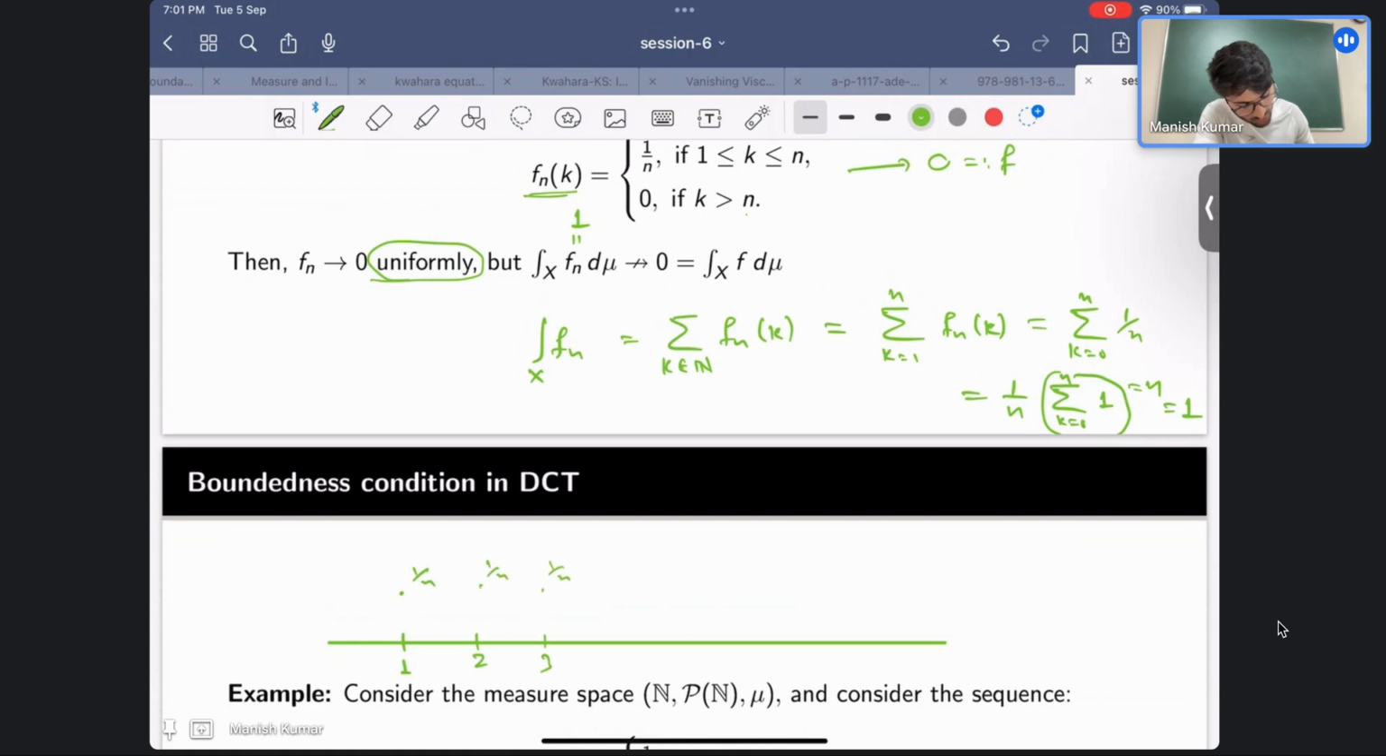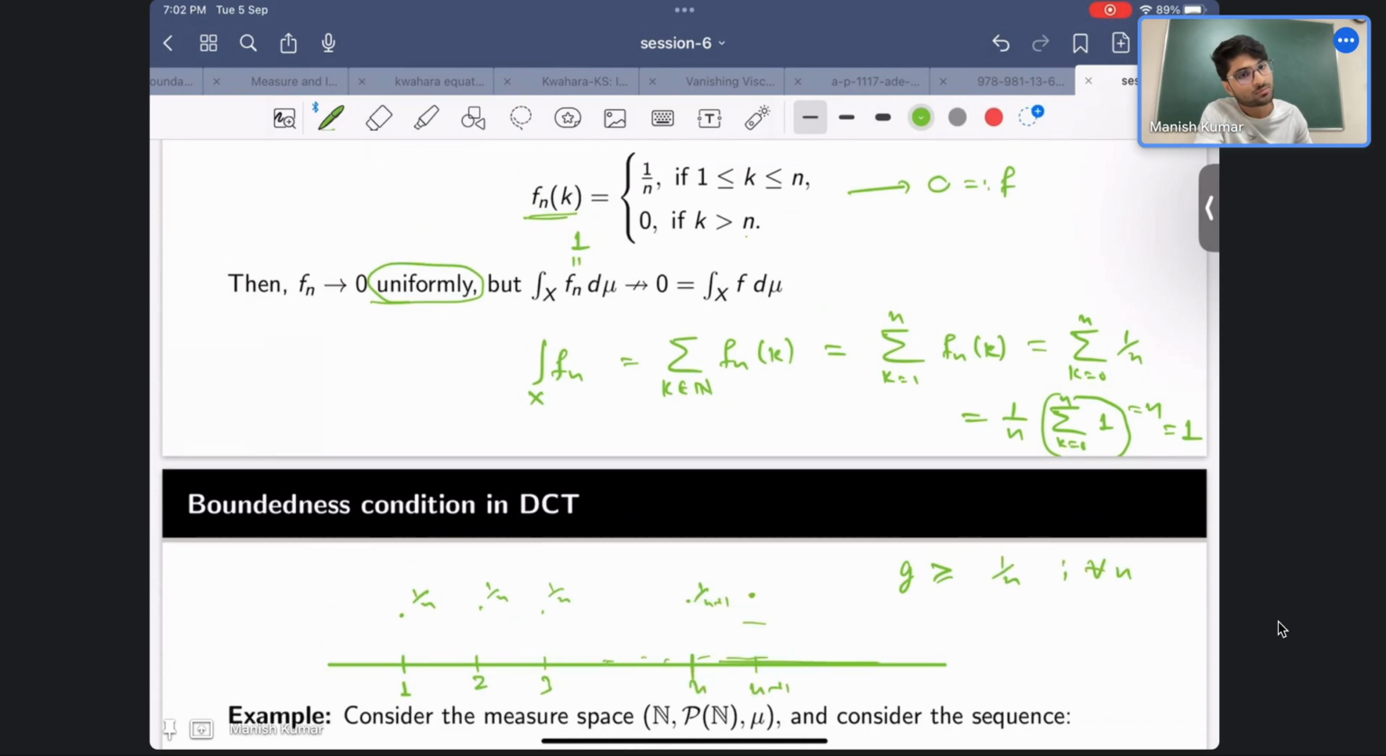If you want to bound this function by g, then obviously g should be greater than or equal to 1 by n. This is clear to you? Now if you want to integrate this g, this will be greater than or equal to the summation, g of k from 1 to n, and this is greater than or equal to 1 by n. So n equals 1 to infinity, and this is greater than or equal to 1 by k, and this is divergent, right, this series?